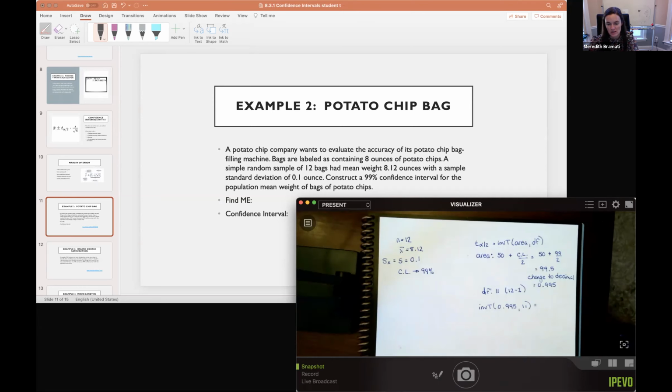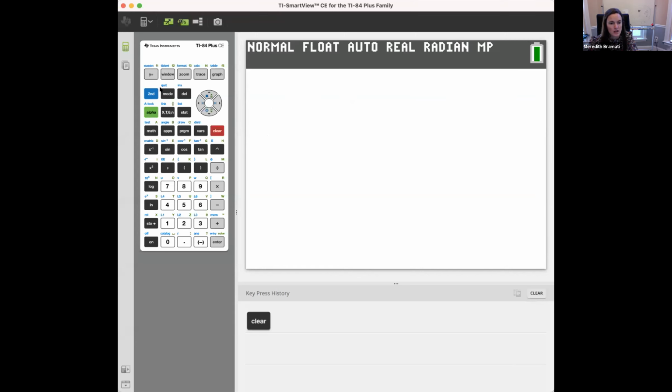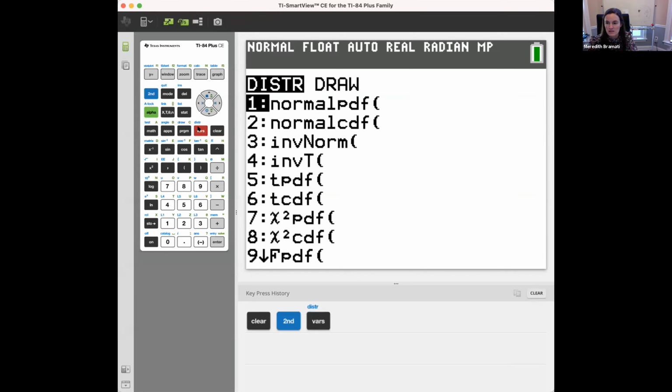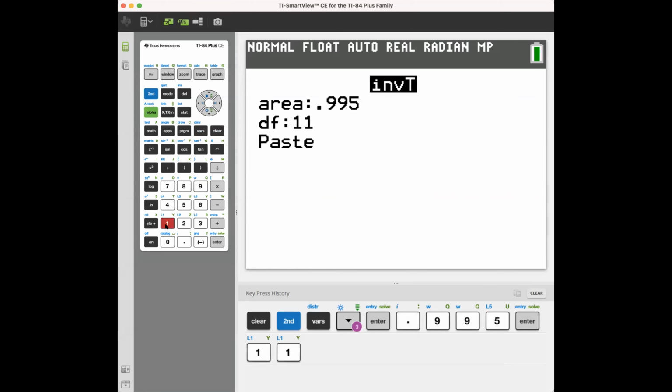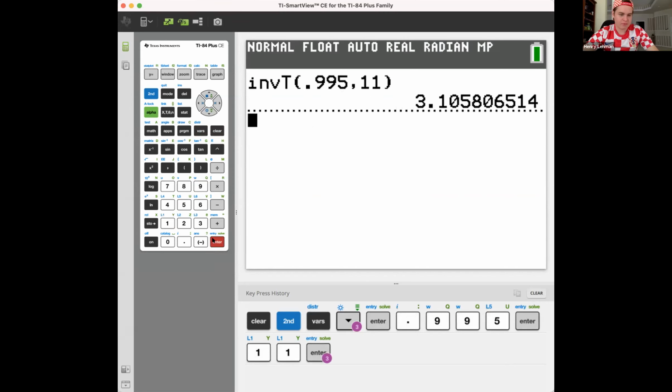You guys want me to show you on the calculator? Okay. Please. So I go to second VARS, because that's where I was going before for invert norm. Do you guys see INVT, or invert T? Number 4. 0.995 was our area. 11 was our degrees of freedom. Hold on, wait, I lied with my nod. I don't see it.